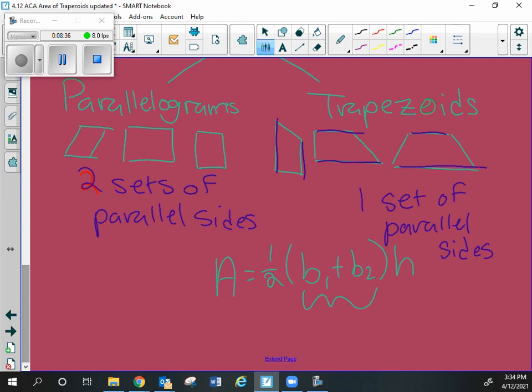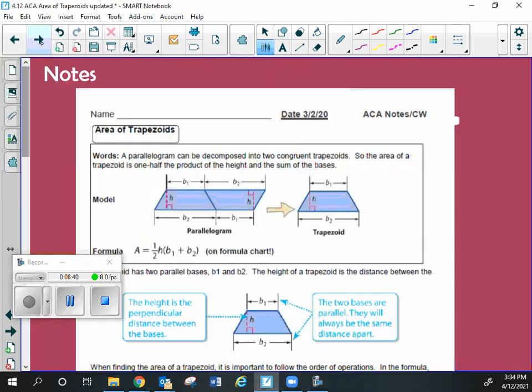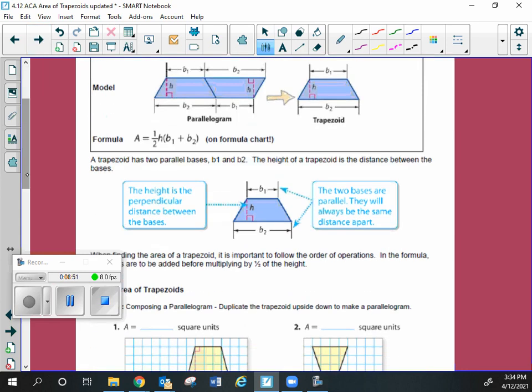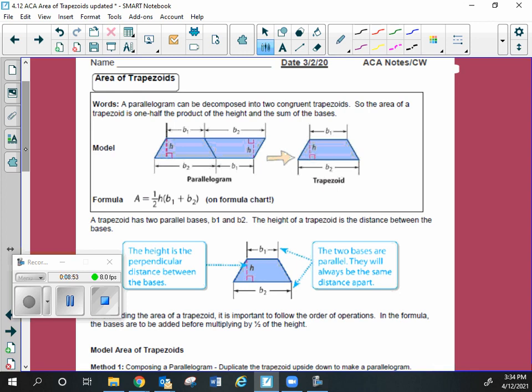Correct. Okay? So let's go ahead and jump into some practice. With trapezoids, you can solve it in probably three different ways. I'm going to show you those ways. You're probably more likely to lean toward one than the other. So, again, I'm not going to focus too much on how they got the formula. I'm going to show you real quick, but it's a little weird, so we just look at it.